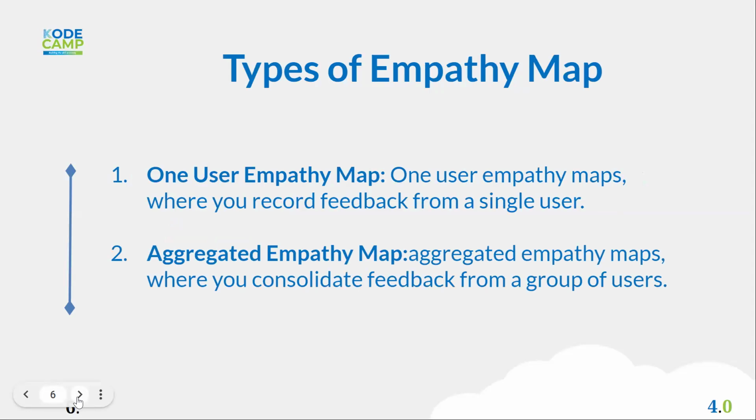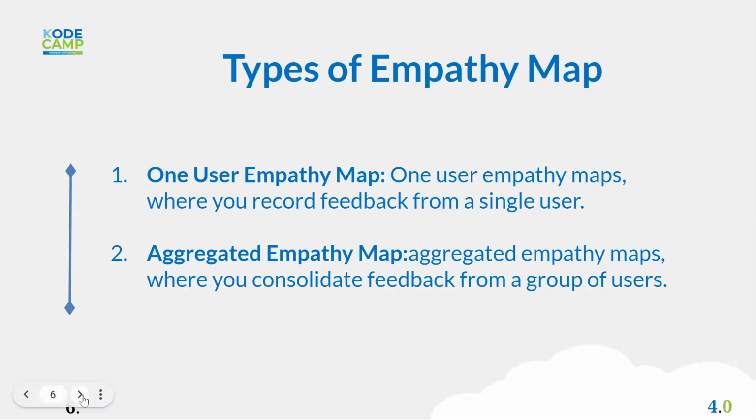One user empathy map is where you record feedback from a single user. In a scenario where you interview 20 people, 20 potential users, a potential target audience, each user will have one empathy map dedicated to them. An aggregated empathy map is a map that consolidates feedback from a group of users. So you have to put all your users' responses, from what they say, think, do, and feel, on one map.